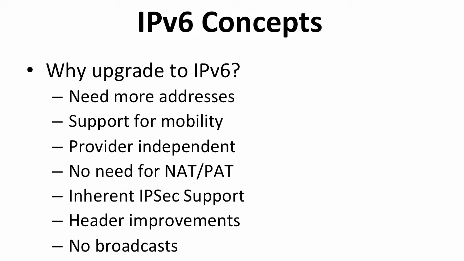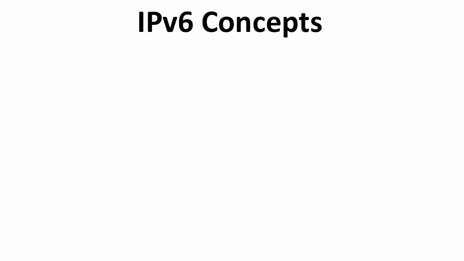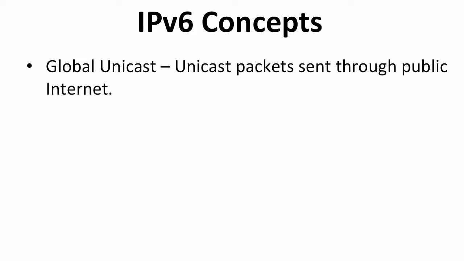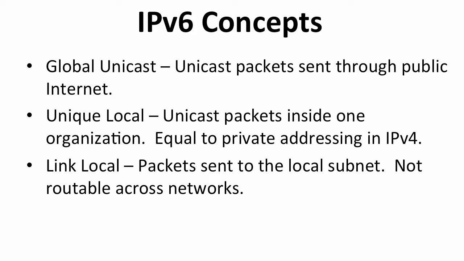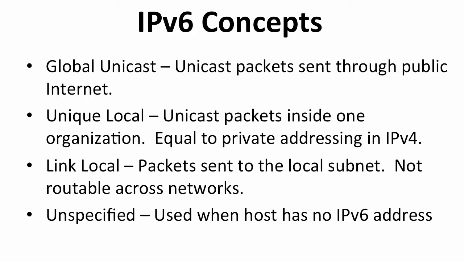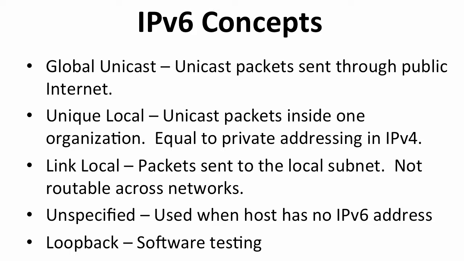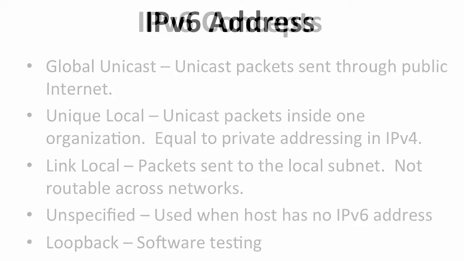Now, once you've committed to using IP version 6, you need to understand how these different IP addresses are labeled. There's a global unicast address. These are unicast packets sent through the public internet, like public IP addresses. Unique local, which are unicast packets inside one organization, which is basically equal to your private IP addressing. Link local, which are packets sent to a local subnet and are not routable across networks. And then finally, take note of the loopback address, which you know from IP version 4 is 127.0.0.1. IP version 6 also has a loopback address as well.